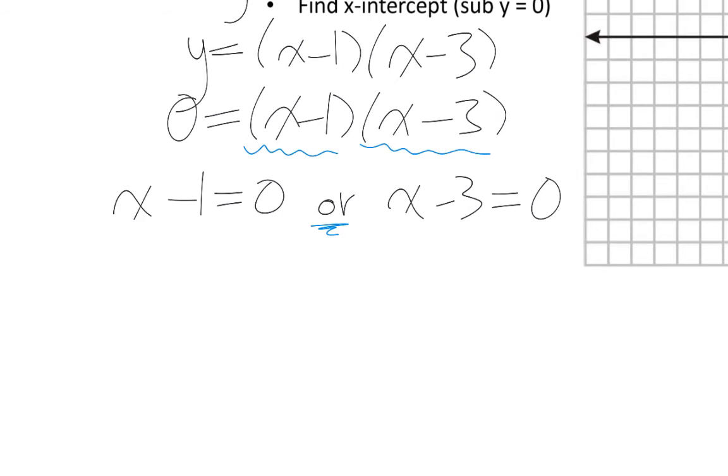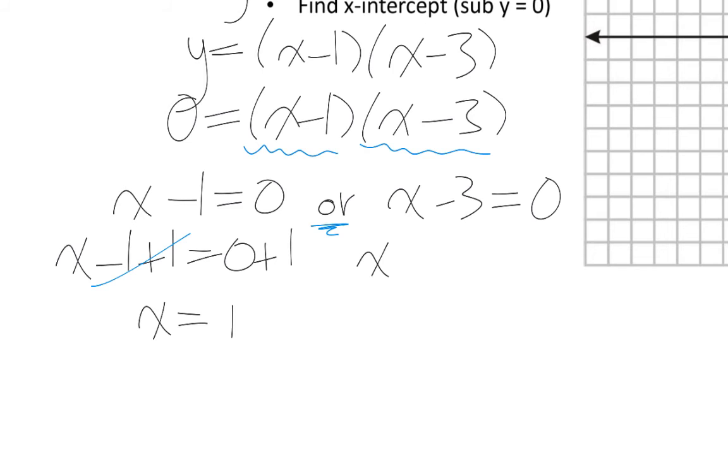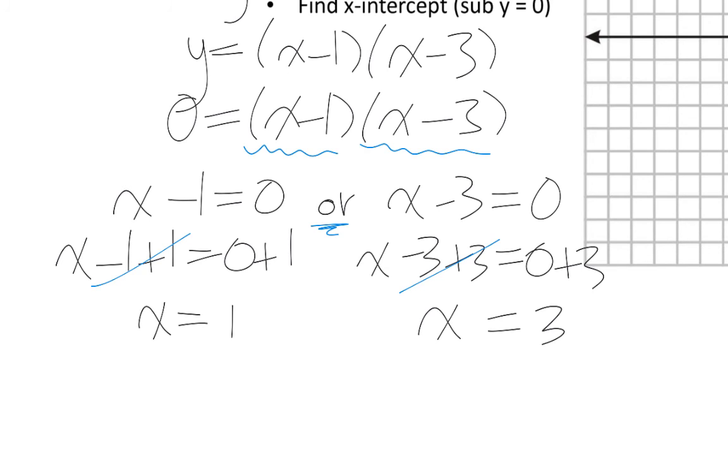So we need to isolate x. So the opposite of negative 1 is plus 1, and we're going to do that to both sides of the equation. That cancels out. X is now equal to 0 plus 1, which is just 1. We're going to do the same thing over here. The opposite of negative 3 is plus 3. And we're going to add 3 to both sides of the equation. That cancels out. So x is equal to 0 plus 3, which is the same thing as just 3. So we figured out our x-intercepts. They are 1 and 3.